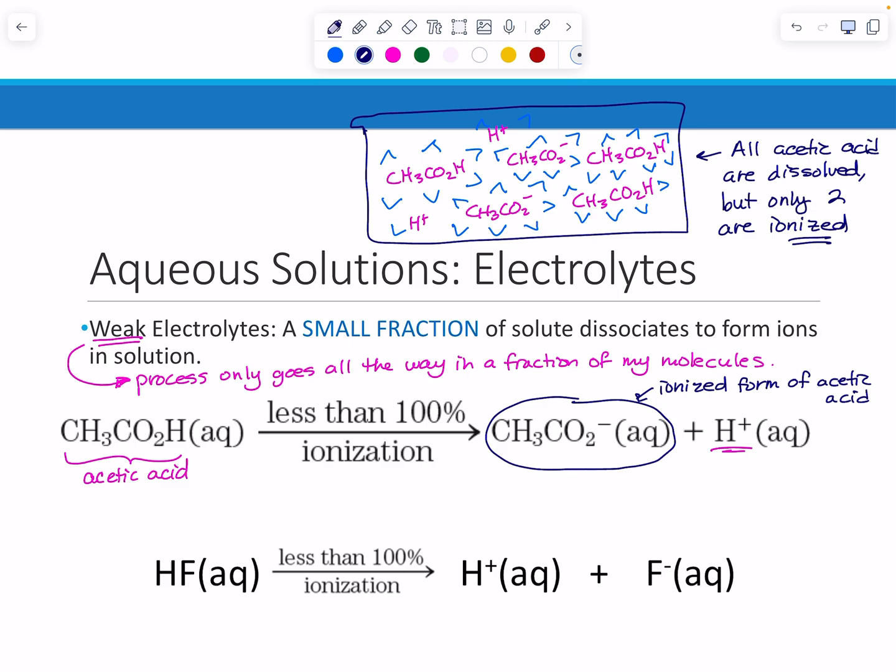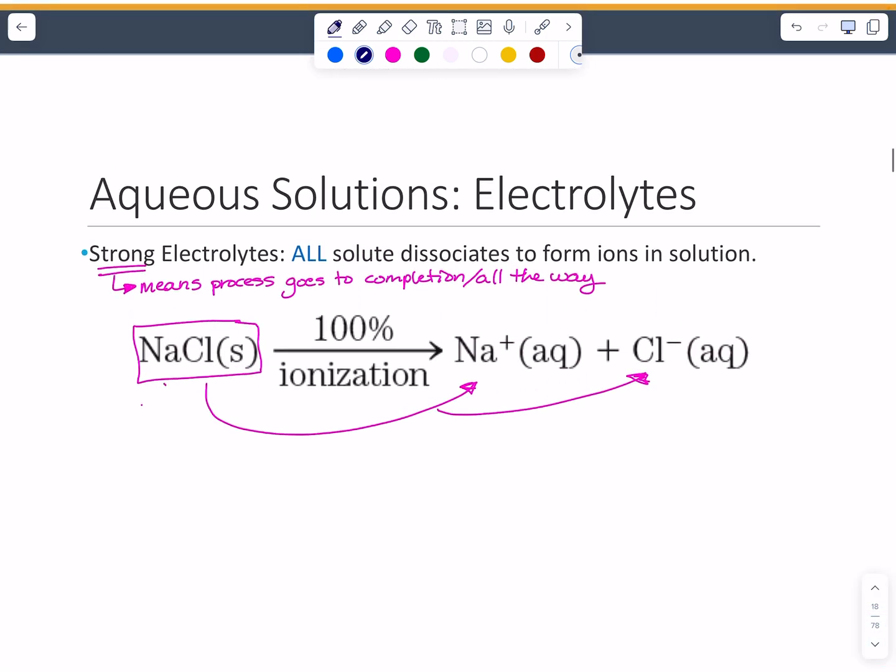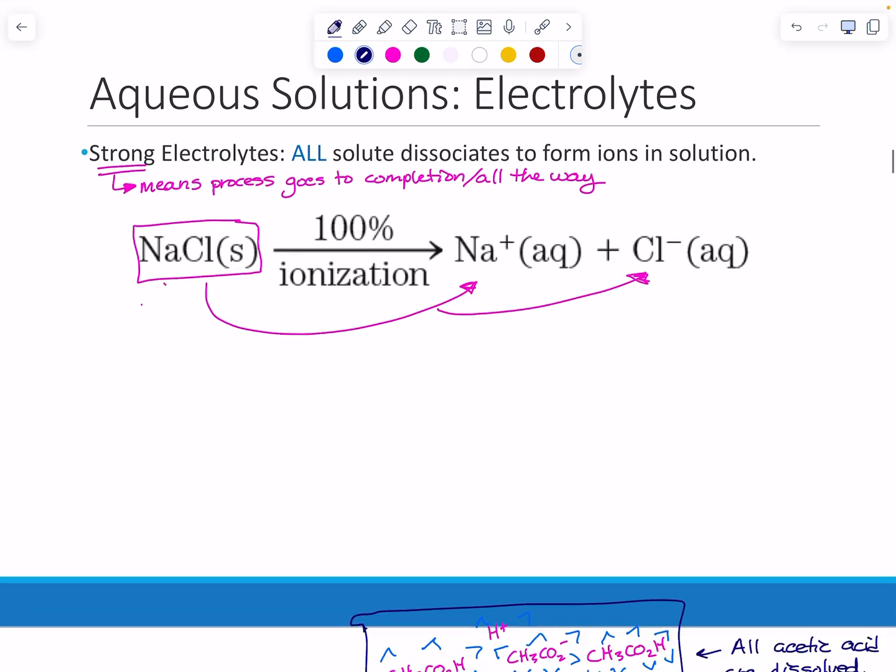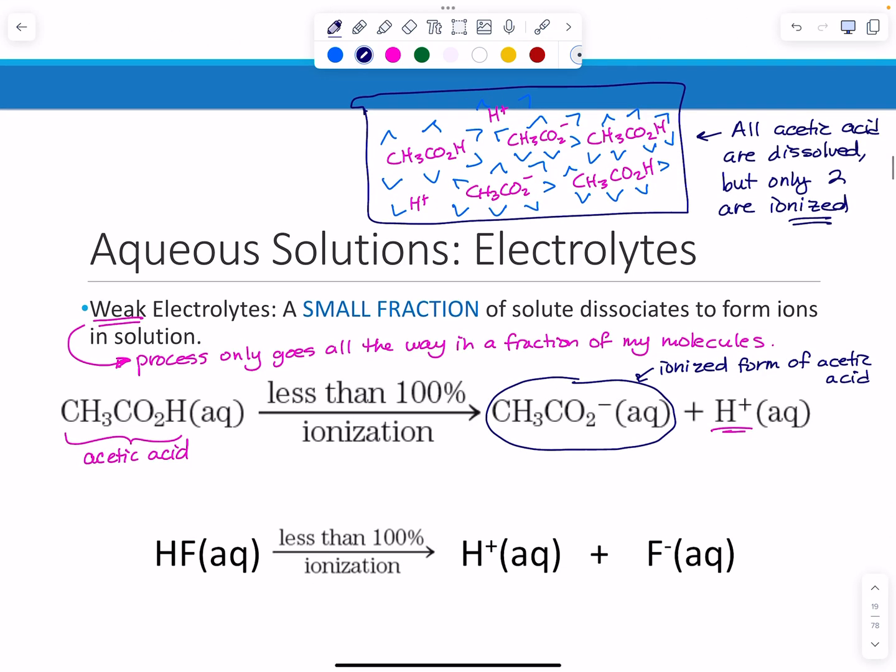Okay? And so if I had this same situation with my previous example, which was sodium chloride, which is a strong electrolyte, what I would find is every single one of my sodiums would be ionized, and every single one of my chloride ions would be. So they would be completely broken up into the 2 ions. Okay.